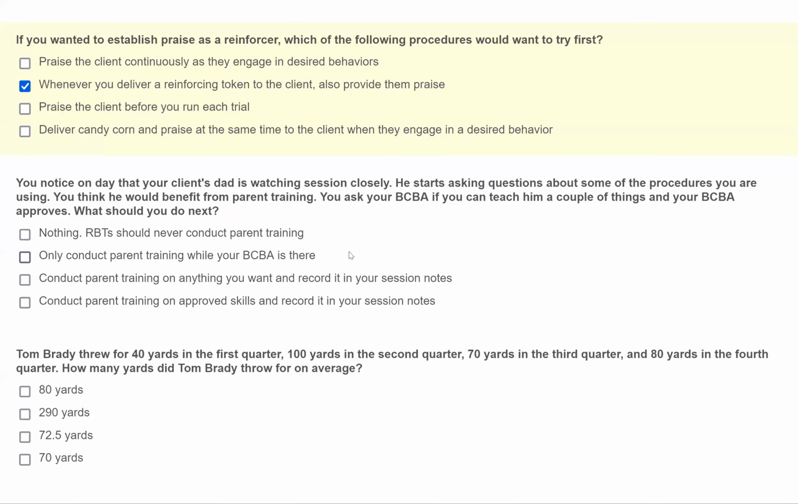D reflects the task list and the ethical code of communicating with your BCBA, only engaging in approved acts, and documenting your services. So D fits the bill. Okay, you are approved for parent training. Make sure you get approval for what you want to train on, and then record it in your session notes.